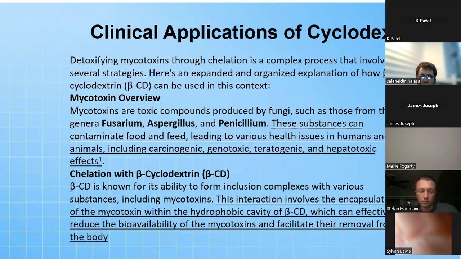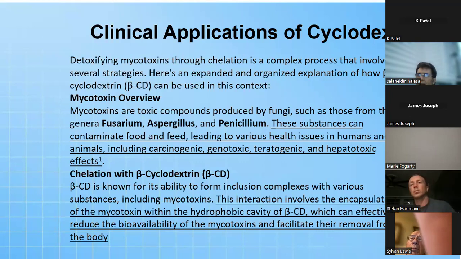Mycotoxins are toxic compounds produced by fungus, such as those from the genera Fusarium, Aspergillus, and Penicillium. These substances can contaminate food and feed, leading to various health issues in humans, but fungus can also infect the body, right? We have Candida albicans and many others. Or, you know, you consume it from the food. And those mycotoxins are carcinogenic, genotoxic, teratogenic, hepatotoxic, and we need to clear them, right? And so this cyclodextrin would help for both.